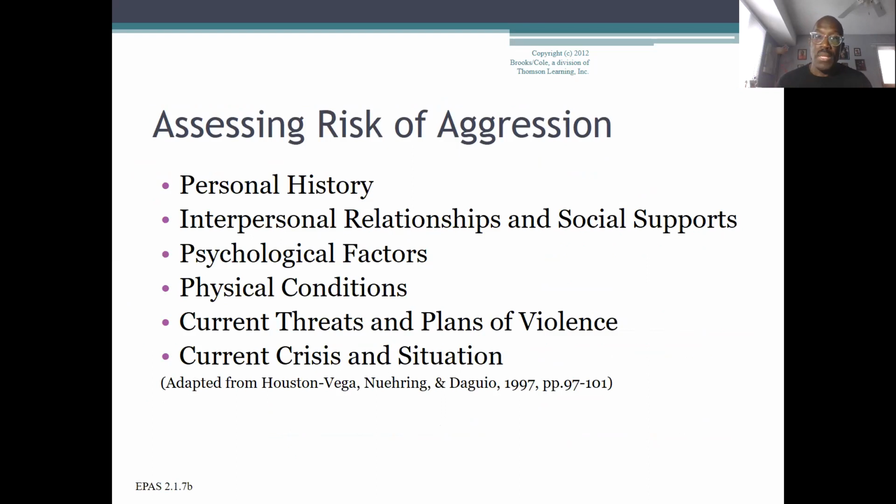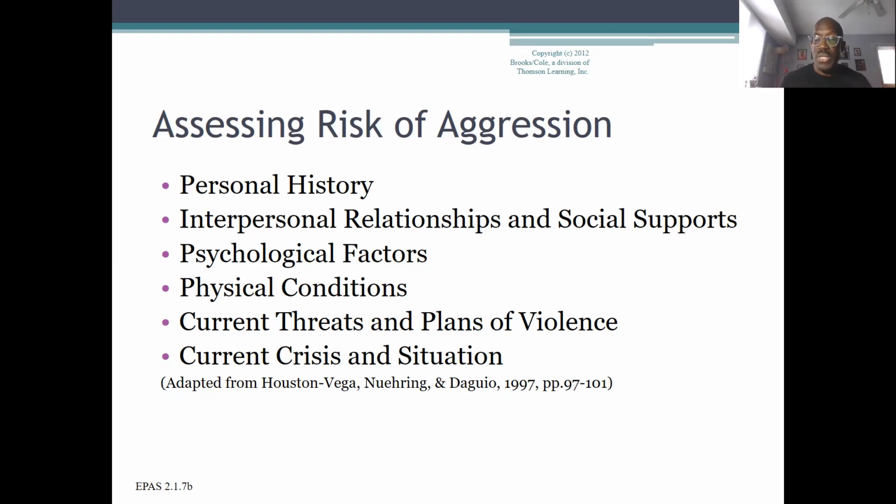Assessing risk for aggression, really understanding what are people's personal histories? What kind of things have they done in the past? Have they been involved in violent behavior prior to this? Do they have criminal records that are connected to violent behavior? Interpersonal relationships and social support. So who's there for that particular person? What do they normally do when things are getting out of control for them? Are there factors that we can build on? What are the psychological factors? What are the physical conditions? What are current threats and plans of violence? Am I planning to hurt someone? And what's the current crisis in the current situation?